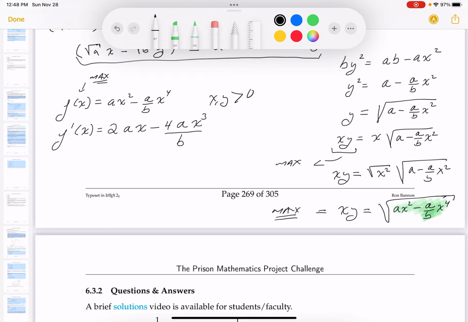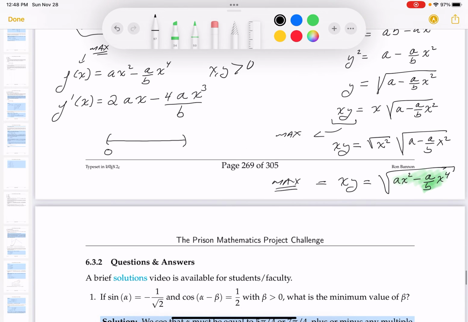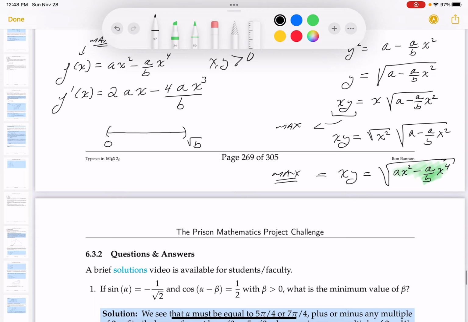Okay. Where's the x going to be? And again, this is important. I know my x is going to be from 0, and the last thing the x could be is the root of b. I have to find the critical numbers now in that interval. So the way I'm going to do that is take 2ax, set it equal to 4ax cubed over b, and then try to solve for x.